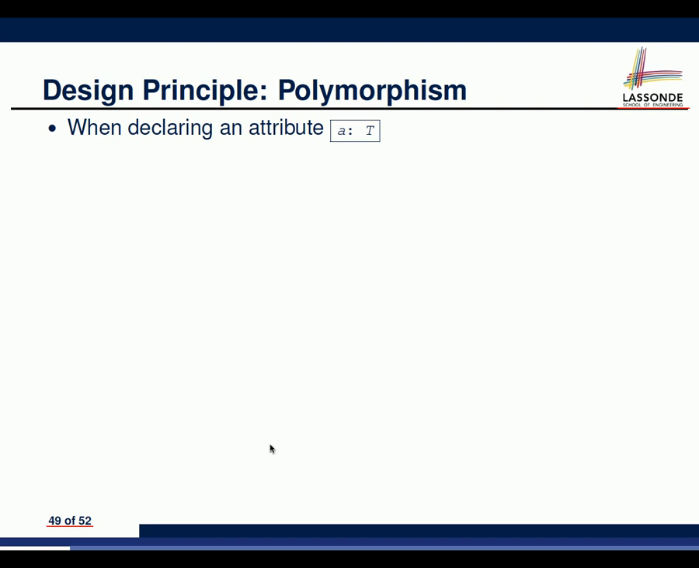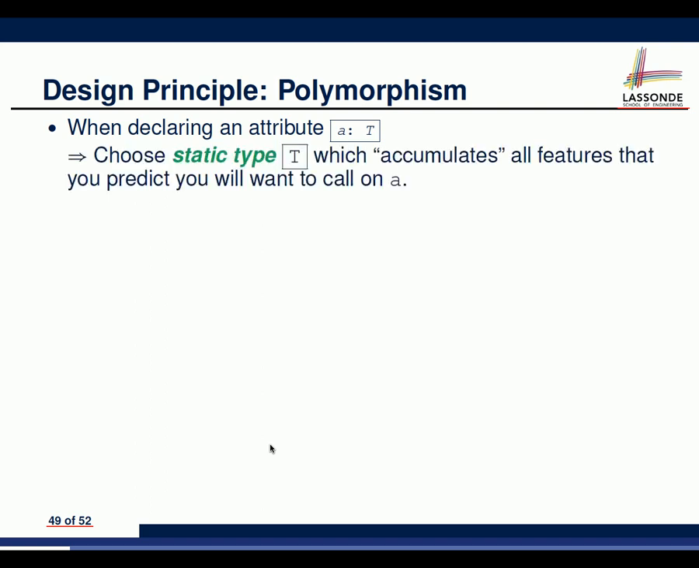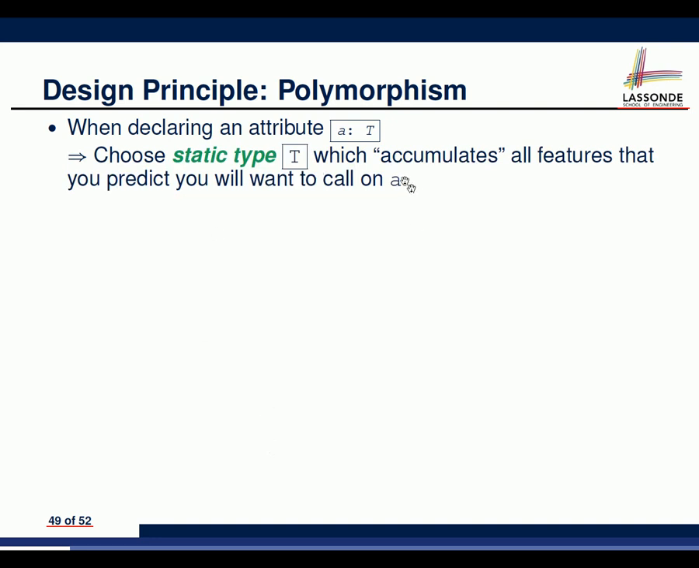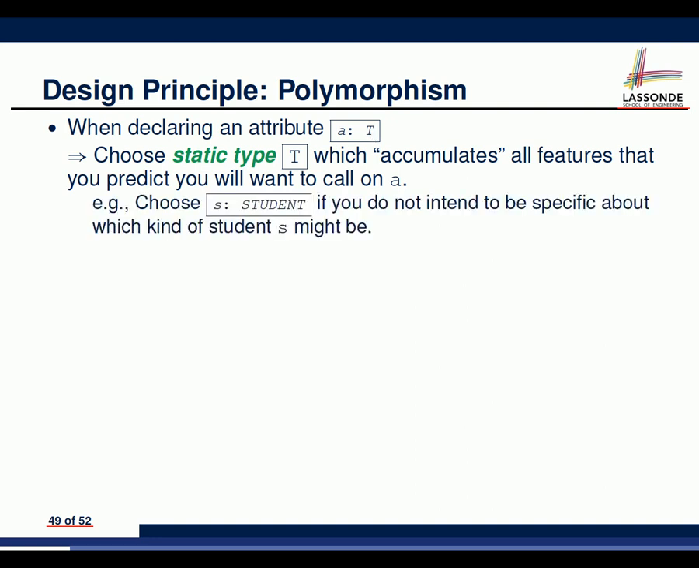So in general, when you declare an attribute A of type T, it's really a design choice. For example, do you want to make A of type student, resident student, or non-resident student? It's really up to your design decision. The idea is, when you choose T, think about the expectation for T. If T will allow you to call a feature that you always want, of course, choose T. If there might be other features that only belong to the descendant classes of T, then you may have made a wrong decision over here.